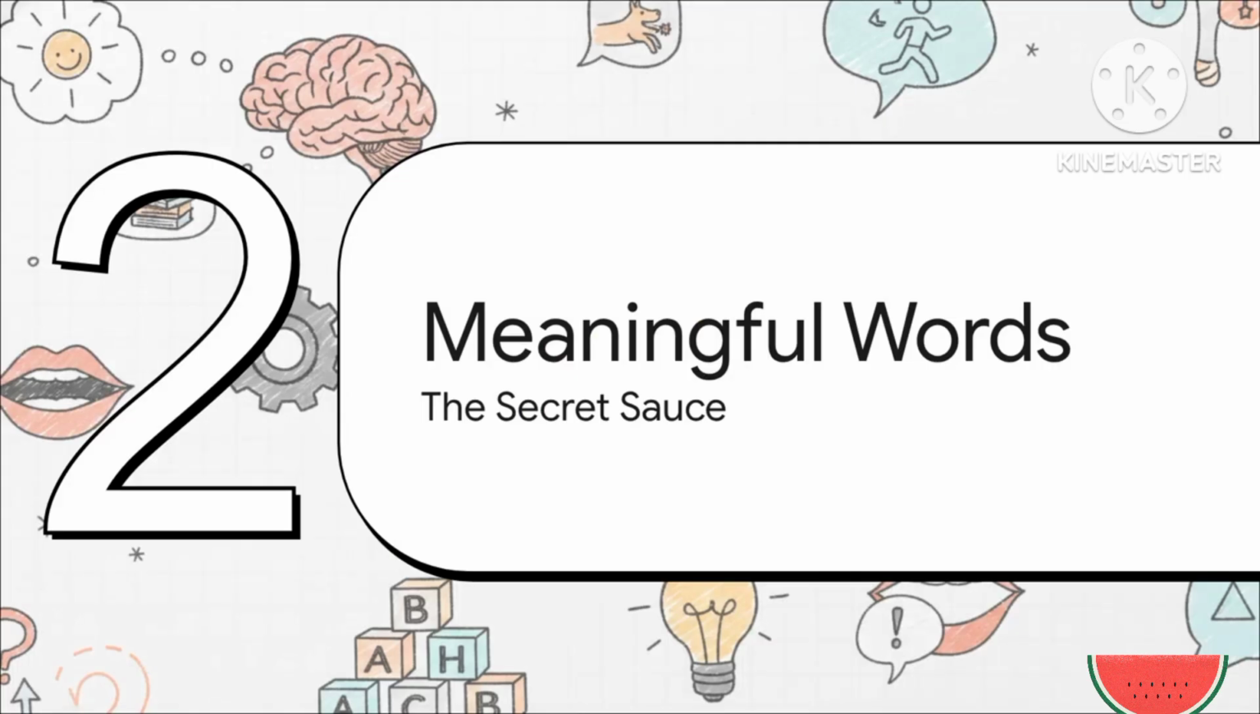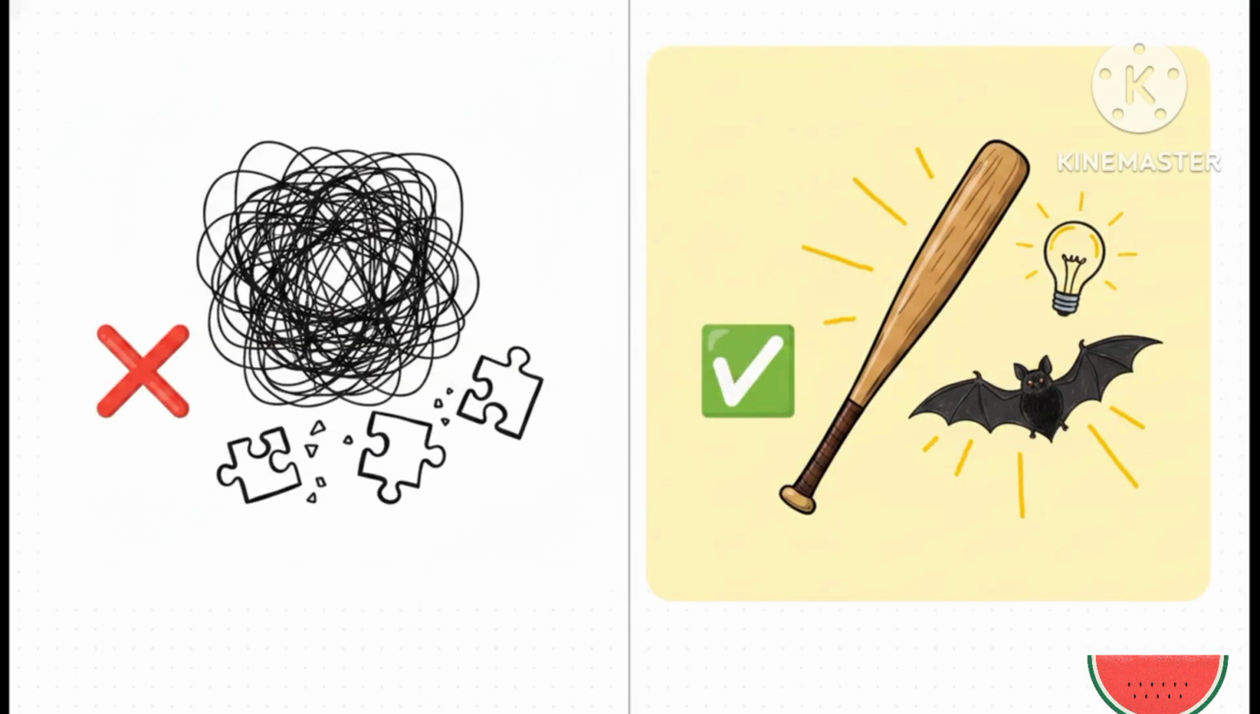Moving on to part 3, words must have meaning. The secret sauce. Now that we have our letters, simply grouping these sounds together isn't enough to actually make English happen. For instance, take the sequence P, T, R, N. Okay, it's a sequence of letters, sure, but it conjures absolutely no image in your mind. It communicates nothing. It is pure gibberish.